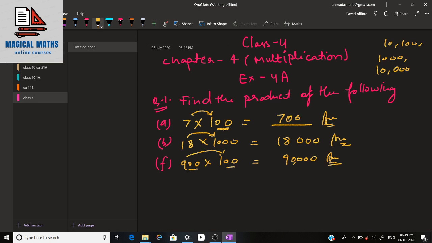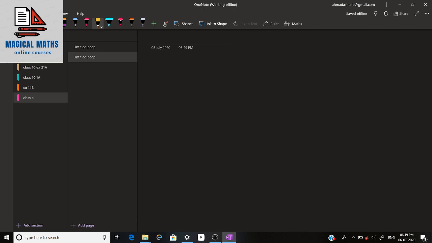Clear, students? Now let us do question second. This is exercise 4a. Question second: using the order property of multiplication, complete each sentence. One has been done for you. The A part is already done for you.